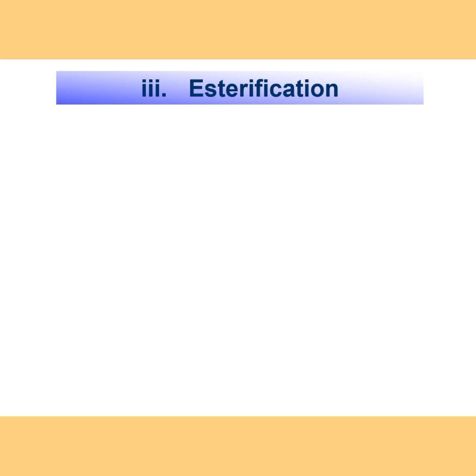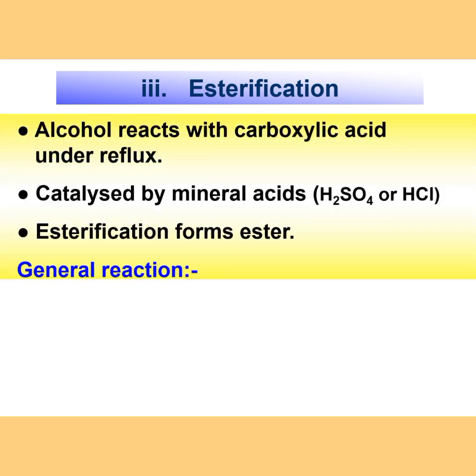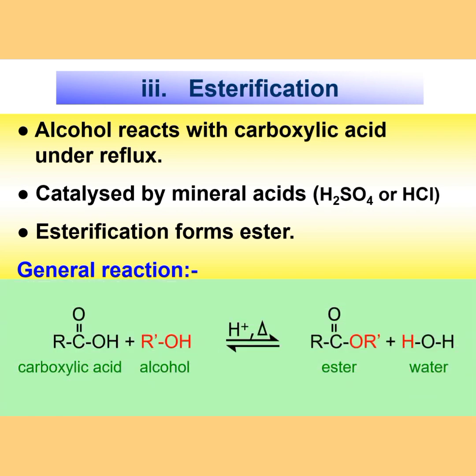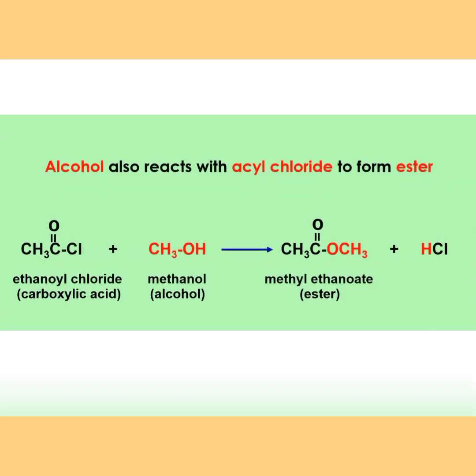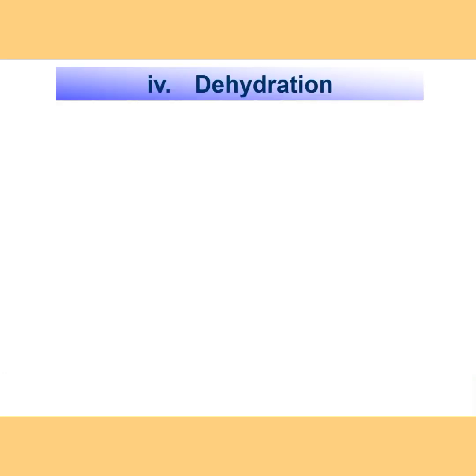Third reaction is esterification. Alcohol reacts with carboxylic acid under reflux, catalyzed by mineral acid H2SO4 or HCl. It will produce ester. So the general reaction is given there. Alcohol also reacts with acyl chloride to form ester. Fourth reaction is dehydration.